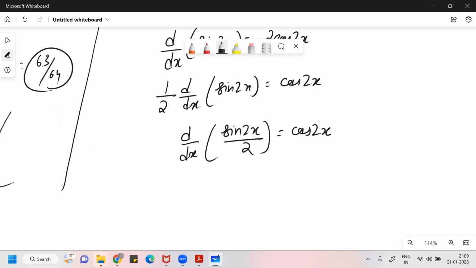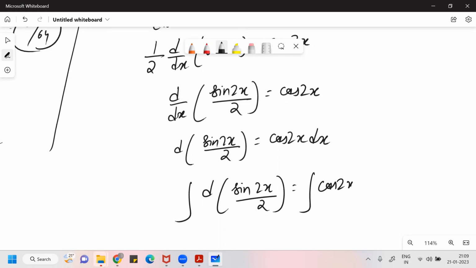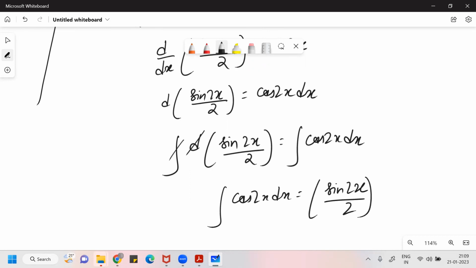Now I can write this as d of (sine 2x by 2) is equal to cos 2x dx. Now, if I talk about integration, integration of d of (sine 2x by 2) is equal to integration of cos 2x dx. This and this will get cancelled because integration is the reverse of differentiation. So you can say integration of cos 2x dx is equal to sine 2x by 2 plus c.